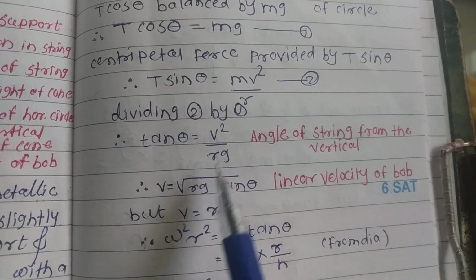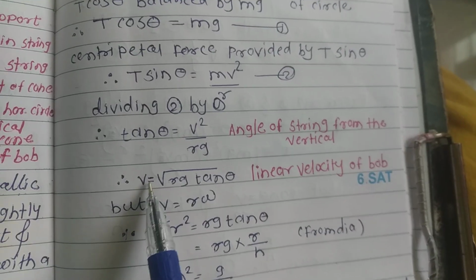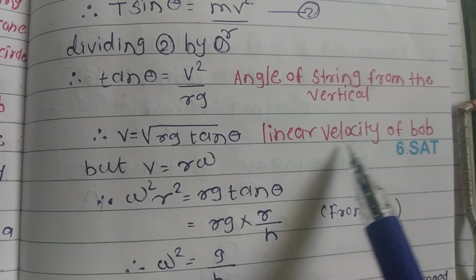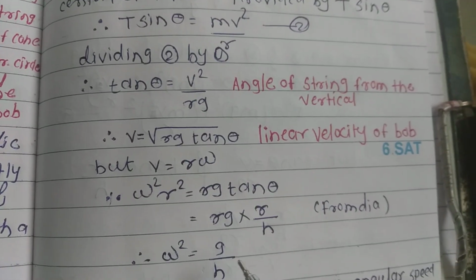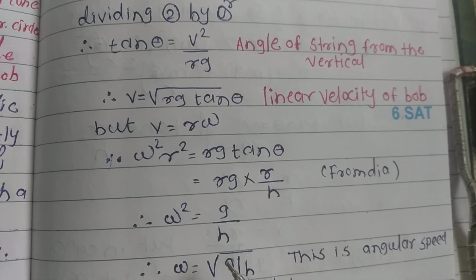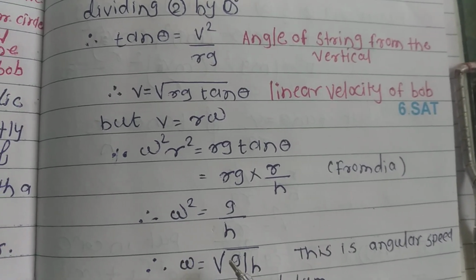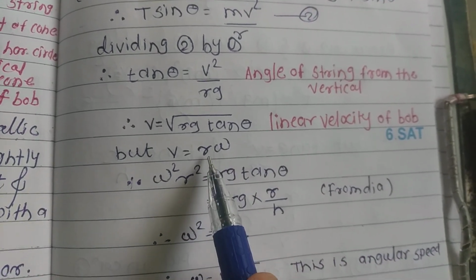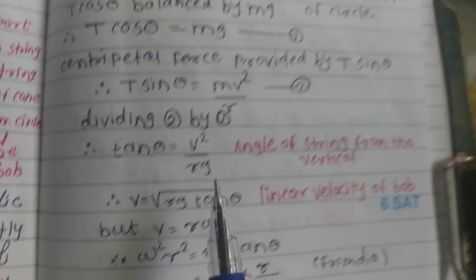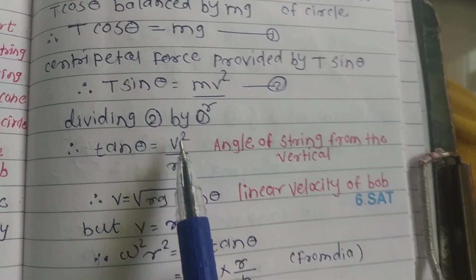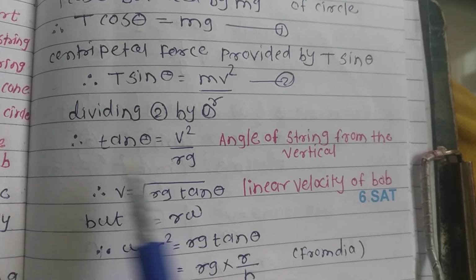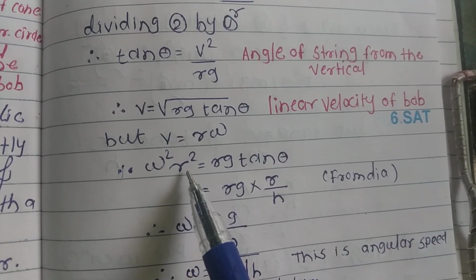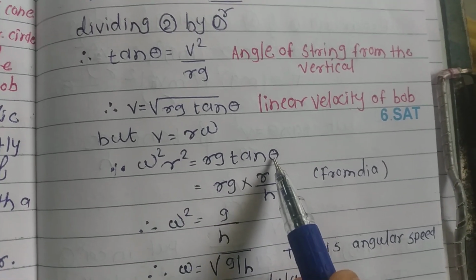From that equation we will get the value of the linear velocity. V is equal to under root rg tan theta. This equation gives the linear velocity of the bob. Now first of all we have to find the period of that conical pendulum, and afterward we will find the tension. We know the relation between linear velocity, angular velocity and radius. Taking the equation v square is equal to rg tan theta, instead of v square we write omega square into r square is equal to rg tan theta.